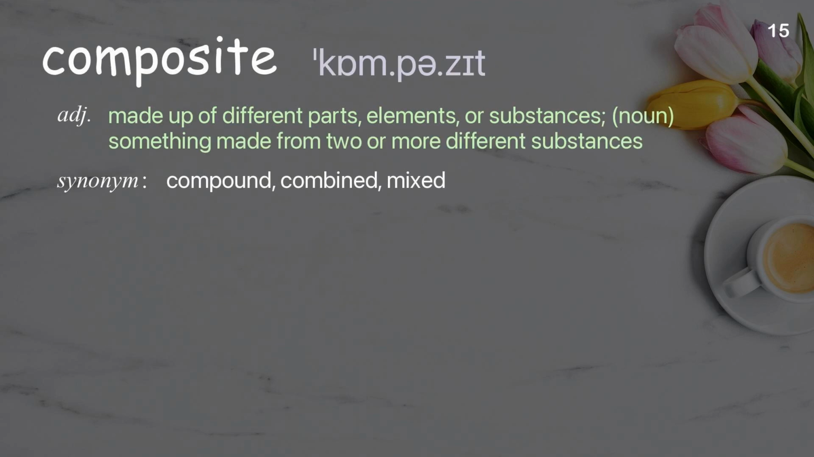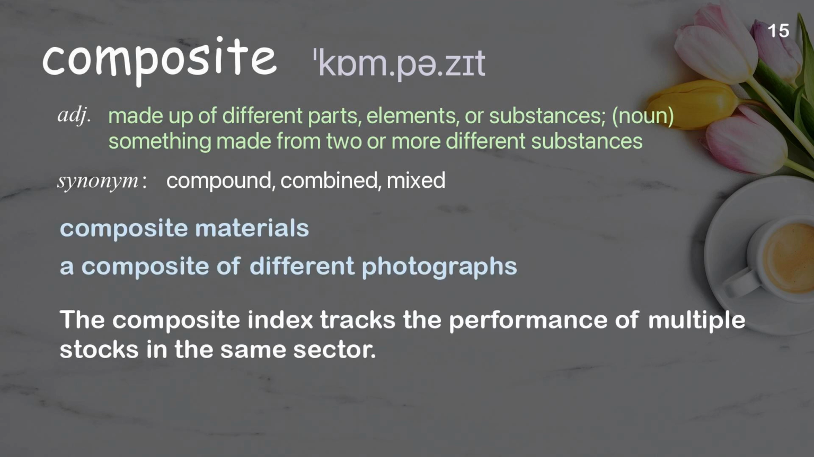Composite. Made up of different parts, elements, or substances. Noun, something made from 2 or more different substances. Examples: Composite materials. A composite of different photographs. The composite index tracks the performance of multiple stocks in the same sector.